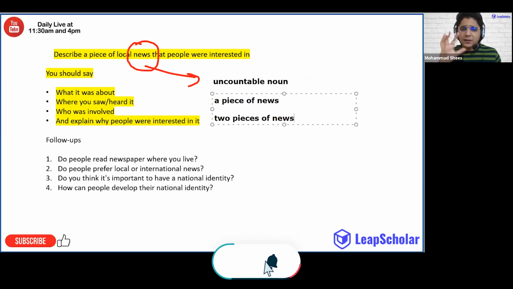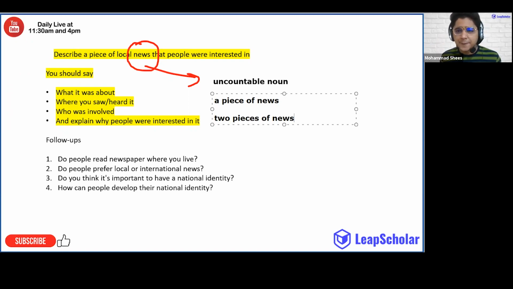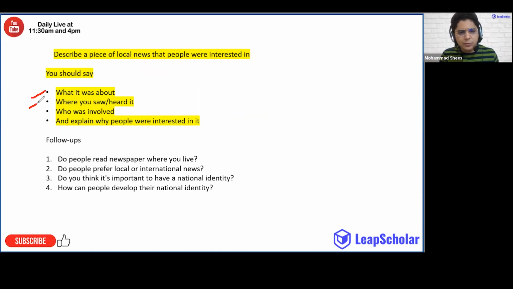Now, when you're starting your cue card, you should maybe start with a general topic. What is the meaning of news, right? For example, maybe something like this: I don't really pay heed to news, but there was this one piece of news that caught my eye, and that local news was this. I just start talking in this way. So start with an introduction. If you want to understand this in detail, do go through the description, so it would help you organize your thoughts. So yes, what it was about, where you saw or heard it, who was involved, and explain why people were interested in it. Make sure we touch all the points at least once.